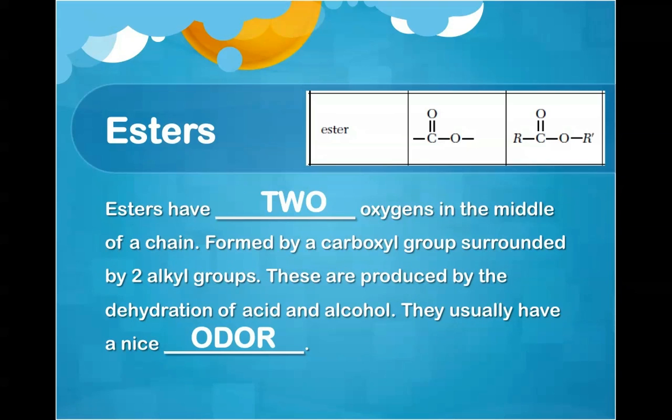All right, now esters I think are probably the trickiest one on table R for most students to name. These have two oxygens that are in the middle of a chain. This is formed when a carboxyl group is surrounded by two alkyl groups. So instead of the carboxyl group being on the end of the chain, it's right in the middle, surrounded by two different carbon chains. Usually we're going to see when we get into organic reactions, these are produced by the dehydration of an acid and an alcohol.